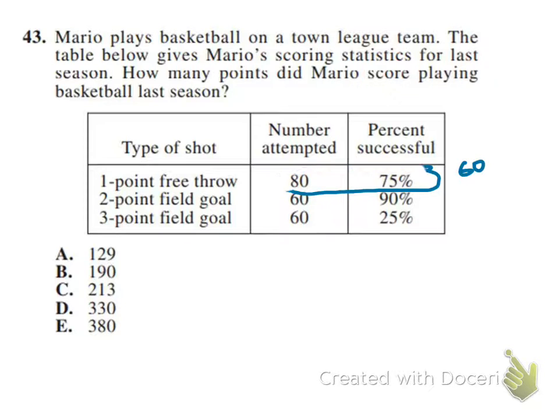Right? He made 90% of his 60 2-point goals. That's 54 2-pointers. And he made 25% of his 60 3-point shots. 1/4 of 60 is 15 3-pointers. That's 60 plus 108 plus 45. 105 plus 108, 213 points.